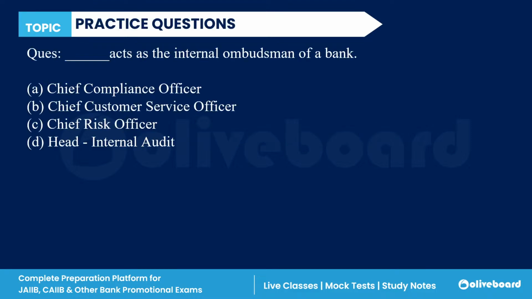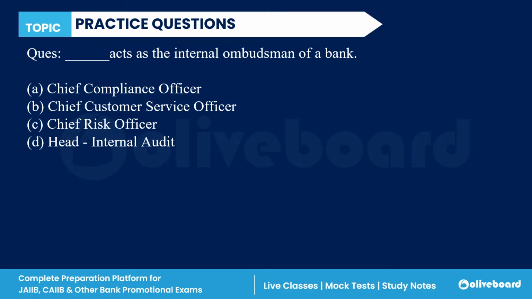Okay. Now, let's start discussing the very first question: Dash acts as an internal ombudsman of a bank. Everyone, please answer this question. The options are chief compliance officer, chief customer service officer, and chief risk officer or head internal audit. Dash acts as an internal ombudsman of a bank.